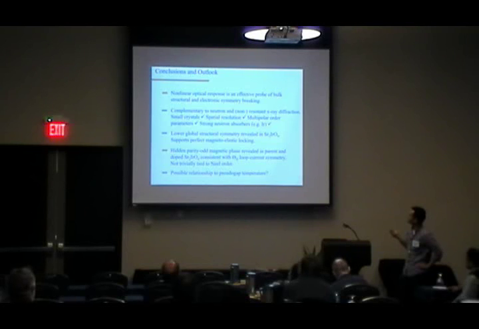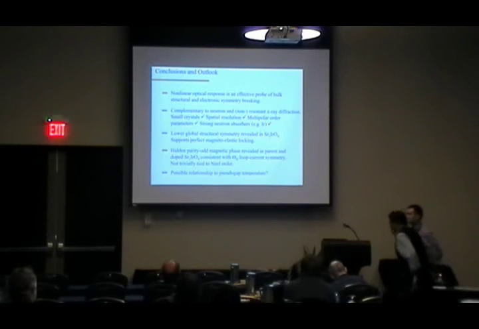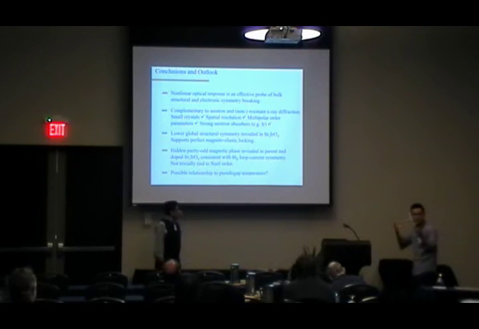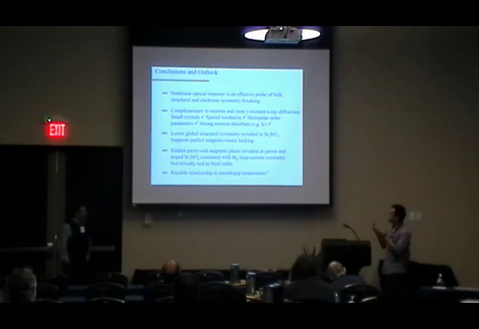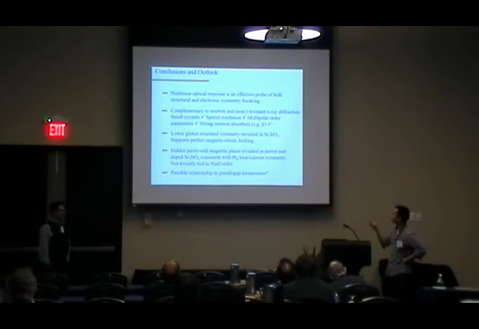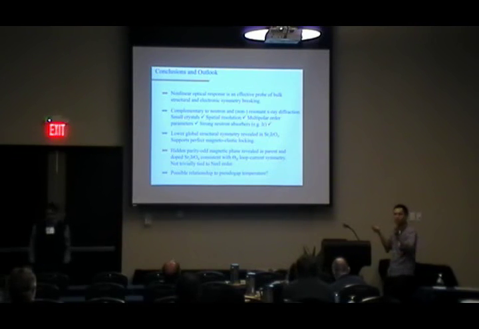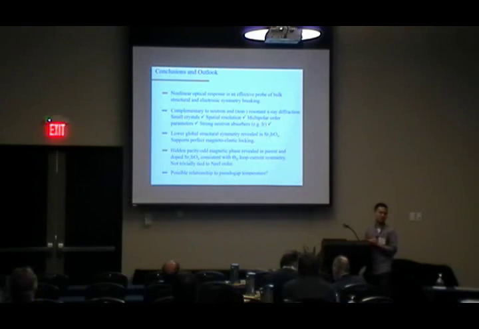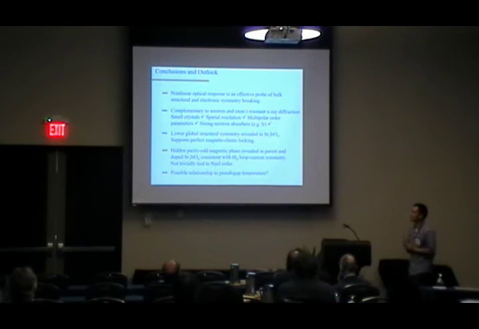So I hopefully have convinced you that this nonlinear optical technique is an effective probe of not just structural symmetries, but also interesting electronic phases that have interesting broken symmetries. It's complementary to diffraction-based probes for these reasons. You can see subtle distortions that are hard to pick up by diffraction, and you can even pick up these weird electronic orderings that may be hard to see in other techniques. And maybe it's related to the pseudogap. Thank you.